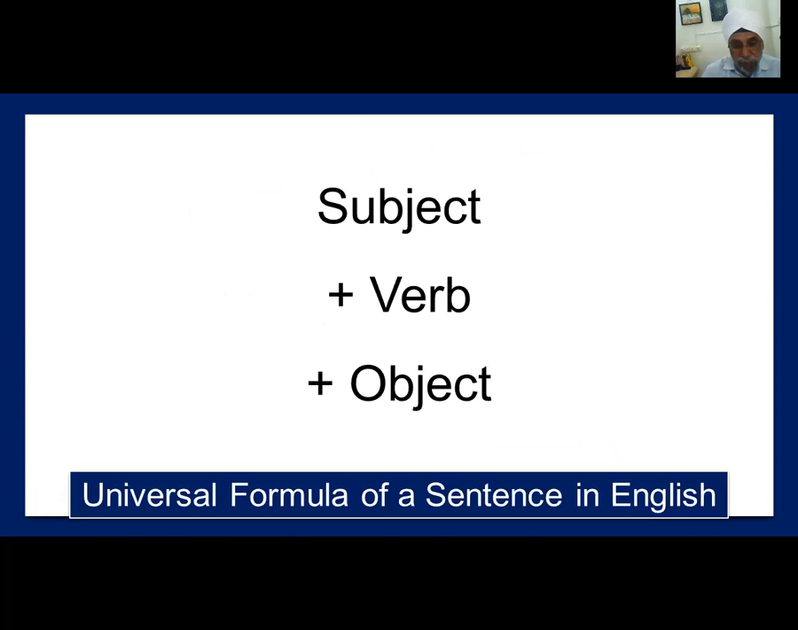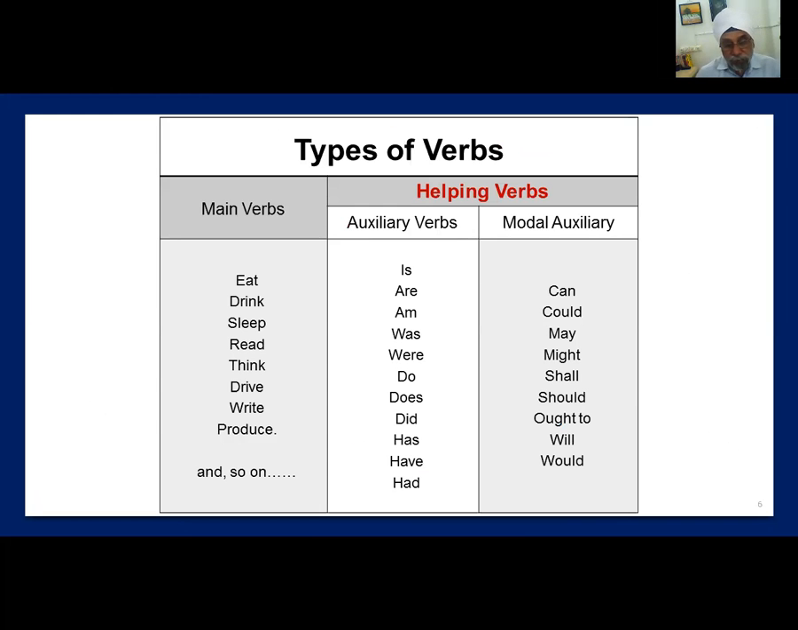Now the formula of a sentence is subject, verb, object. SVO. But we also know that we have two types of verbs called auxiliary verbs and modal auxiliaries, and these two categories put together are called helping verbs. So we have helping verbs and we have main verbs. Main verbs are action verbs and we have thousands of them, but helping verbs are divided into two categories, auxiliary verbs and modal auxiliaries, and they are only what you see in the PPT displayed.